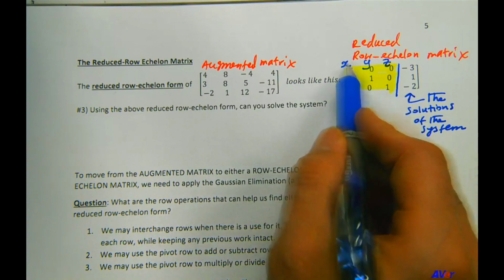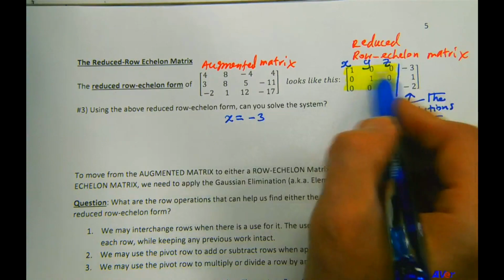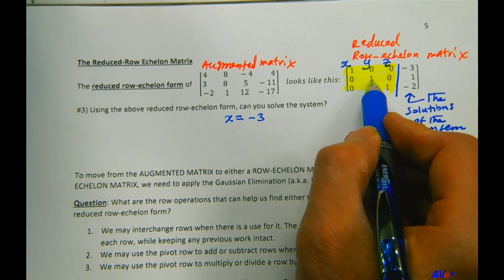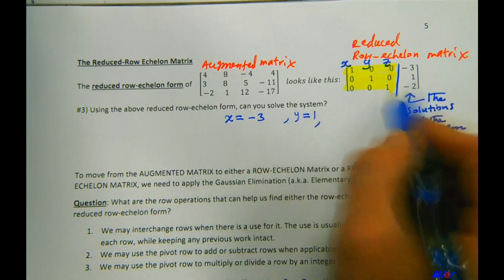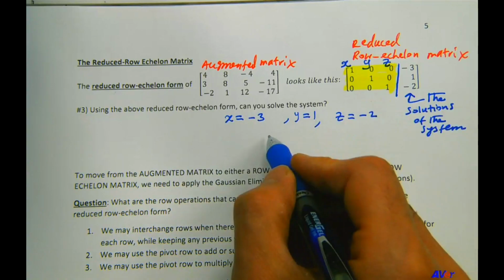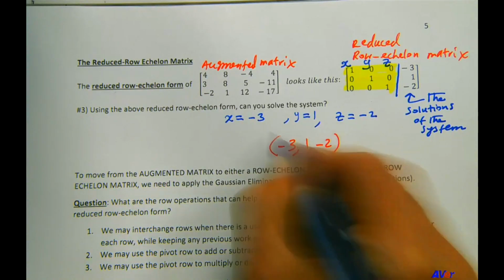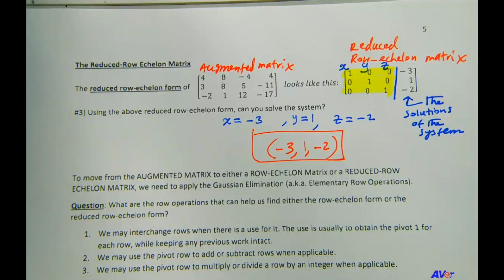Absolutely. 1 times x is equal to -3. The other numbers are zeros, so they won't give us any results. For y, I have to move to the second row. 1 times y is equal to 1, and 1 times z is equal to -2. So the final solution is -3, 1, -2. That's the final solution. From that reduced row echelon matrix, we can conclude that. Okay? I hope things are beginning to clarify.